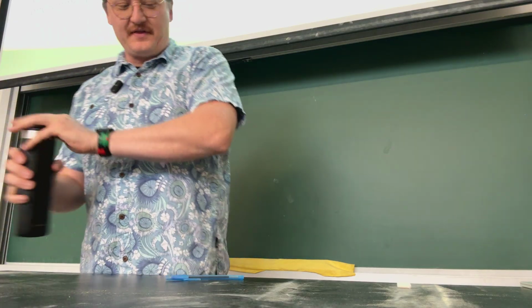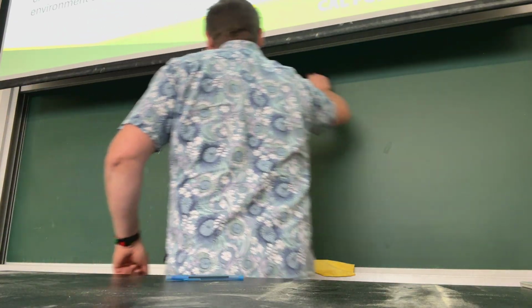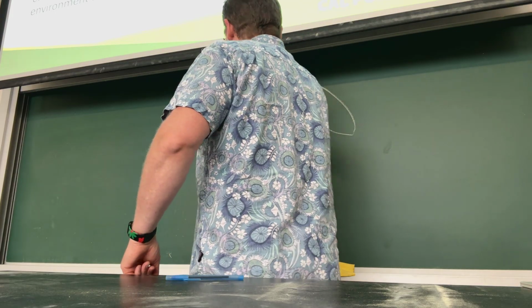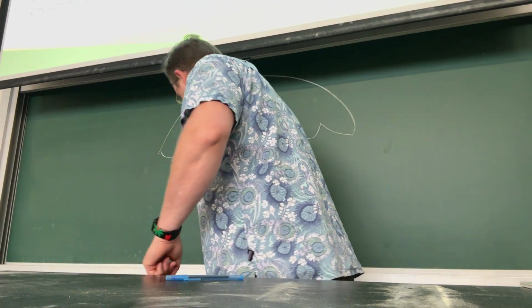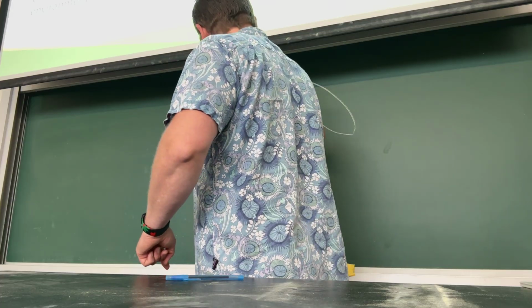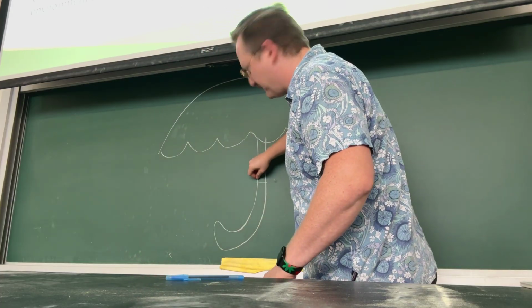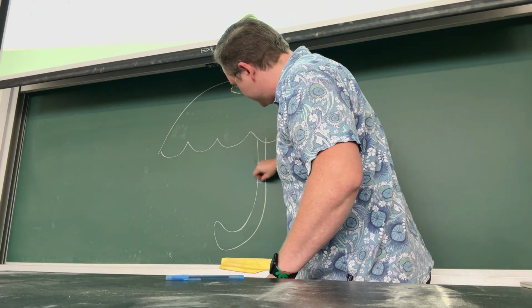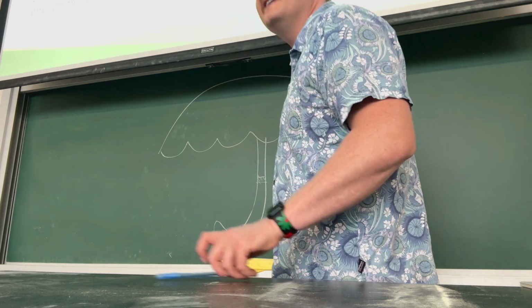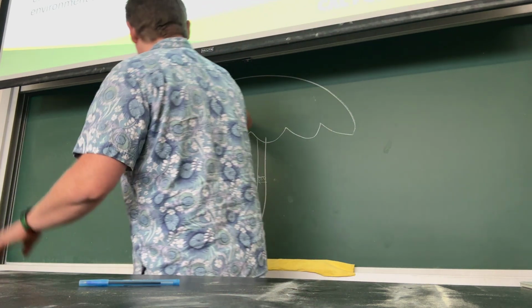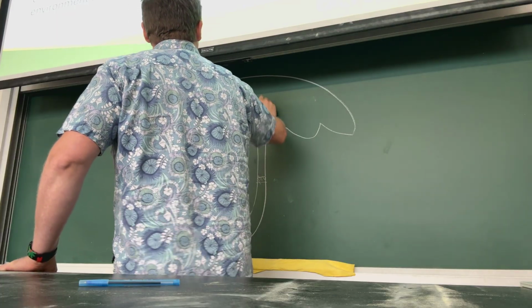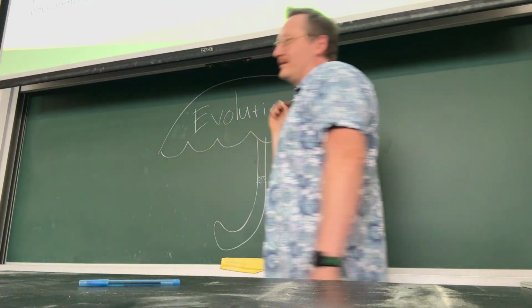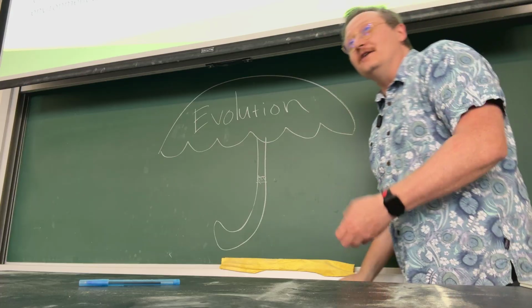Evolution can be thought of as sort of an umbrella term. I will now draw a flawless umbrella on the board. Every umbrella has a curved handle, and they all have a little band of fabric right here. I don't know if you've noticed that about umbrellas, but every umbrella has that. Evolution is the umbrella term. We'll talk about some concepts that fall under the umbrella of evolution.